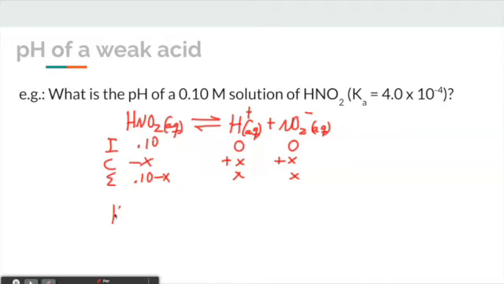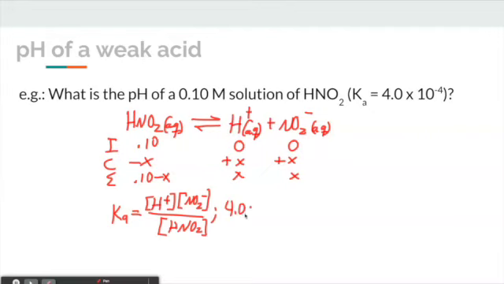So Ka, the expression for Ka, remember, is going to be the concentration of H plus ions times the concentration of the nitrite ions in the numerator, and then in the denominator, I have the concentration of HNO2 at equilibrium. So plugging in numbers here, 4.0 times 10 to the negative 4, that's our Ka. In the numerator, I have X times X, so just X squared. And in the denominator, I have 0.10 minus X.